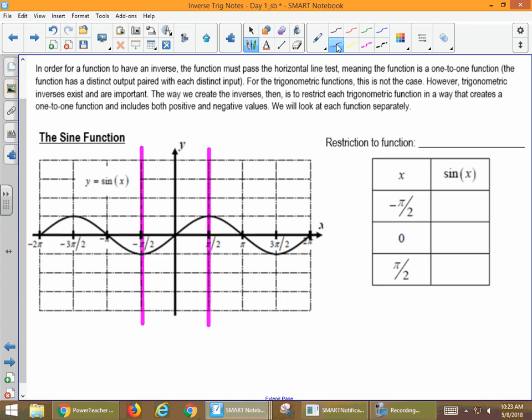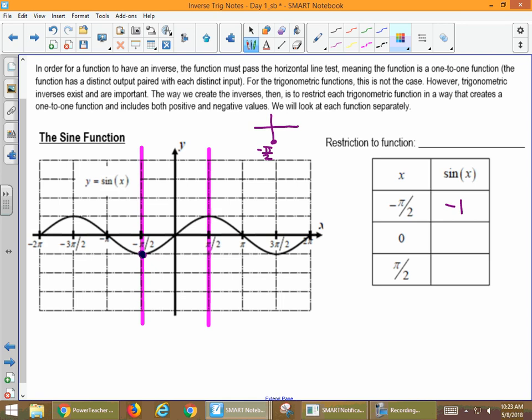Just normal old sine of x. So at negative pi over 2, what's sine? And you can think back to your unit circle. Negative pi over 2 is down here. At negative pi over 2, sine is negative 1. And that's this point from your sine graph. Maybe I should use a different color there so you can actually see it. That's this point from your sine graph that you guys took that test on.